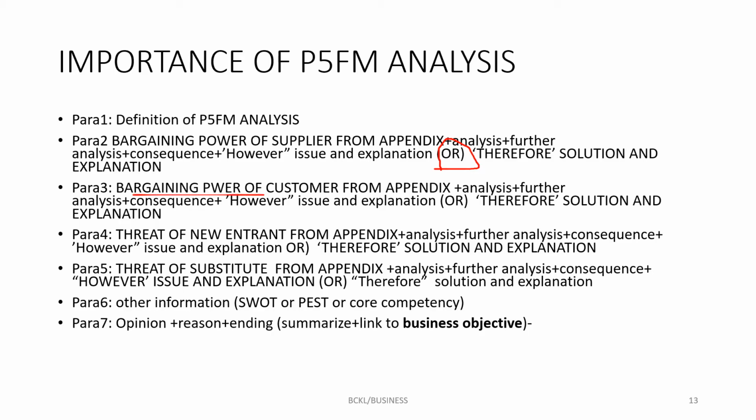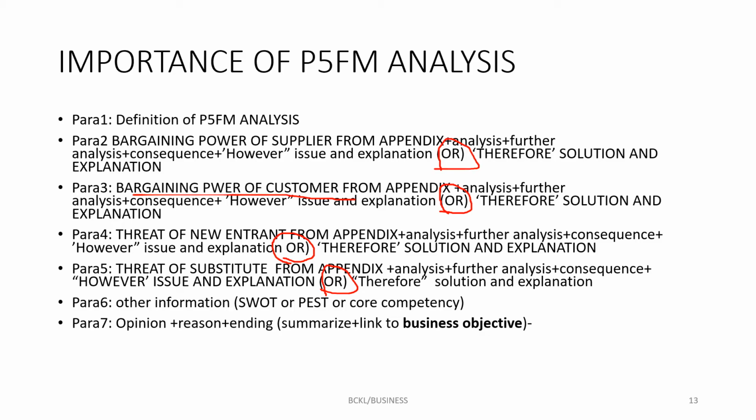Same here, bargaining power of customers, coming from the appendix, okay? Again here, however and therefore will come, so you will have to choose which one depending on the case study. Threats of new entrants, same here, so which one will come, you will have to decide. And then threats of substitutes from the appendix, and again here therefore will come. So everything will be given to you in the case study in the appendix.